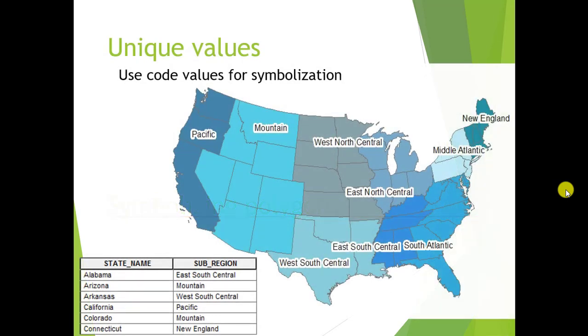Same thing here. Unique value. Again, that white offset, that's what we call a halo. So I can really clearly identify the geographic regions according to the Census Bureau.